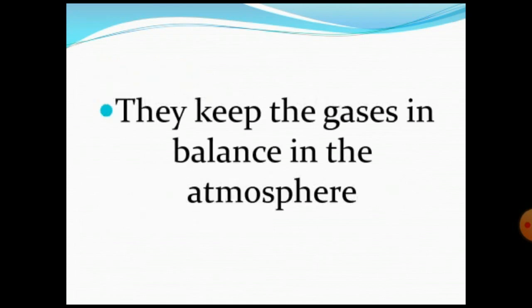They keep the gases in balance in the atmosphere. Plants and animals are both keeping the gases in balance in the atmosphere. Plants are continuously releasing oxygen, which is taken in by the animals in the process of breathing and respiration as well. Plants do respire and take in oxygen, but it is a very small amount compared to what they release in the daytime. So the gases keep in balance in the atmosphere with the help of plants and animals.